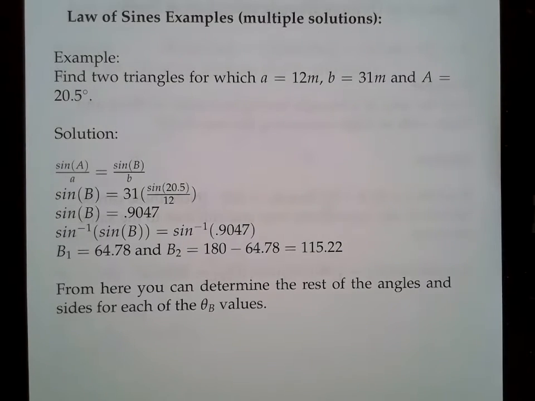Now there are two last things that we can do with the law of sines. So far we've been able to solve for a triangle, and we've been able to determine when a theoretical triangle cannot exist. This next thing is finding multiple solutions.